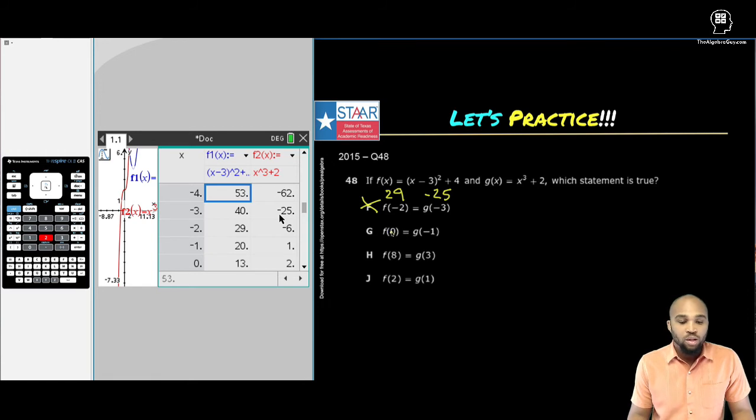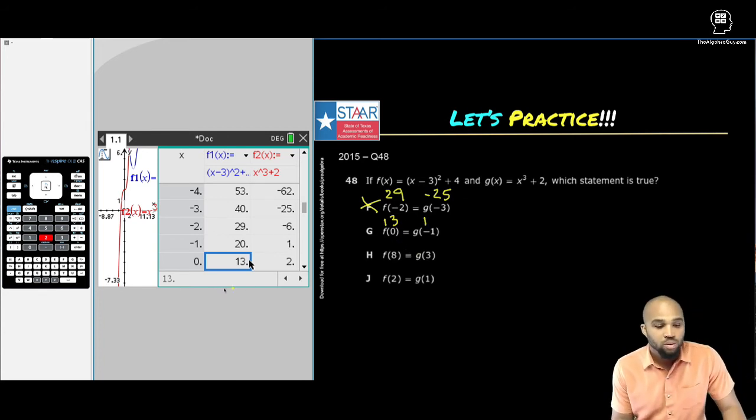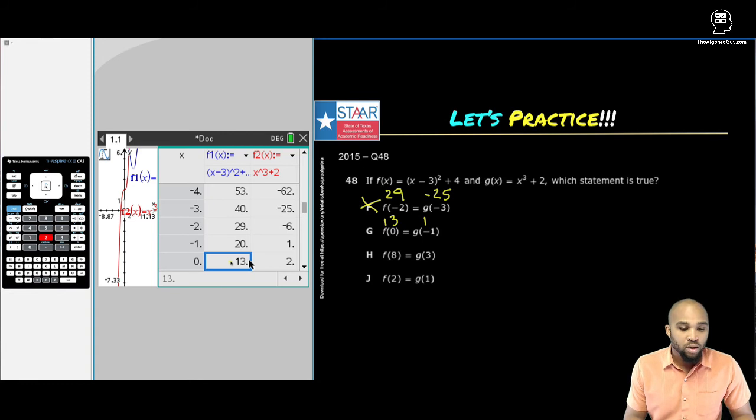Let's go to g. So f of 0 is 13. Let me go to 0 and -1. Yeah, there we go. So f of 0 is 13. g of -1 is 1. Those don't equal. So we see that right there, right? When x is 0, this is 13. When it's -1, this one's 1. These do not equal, so that's not going to work.